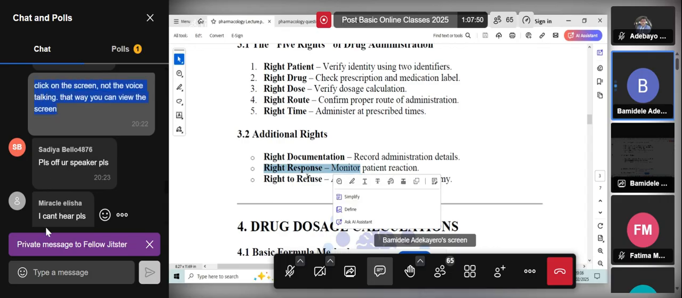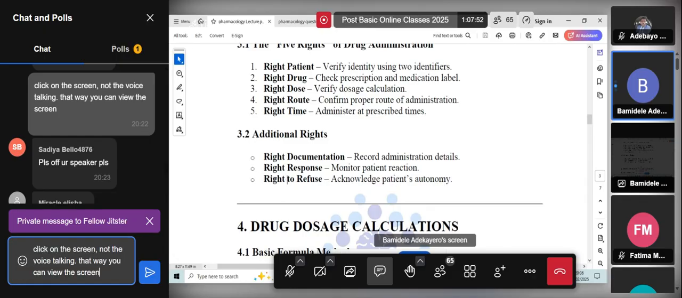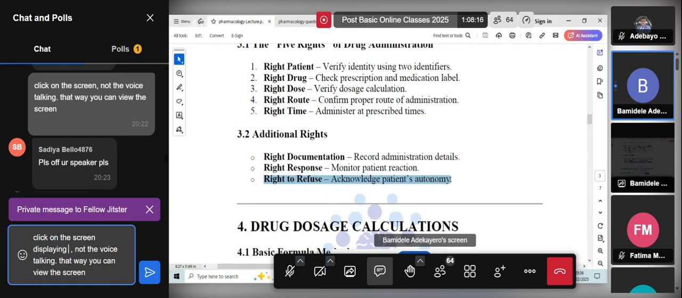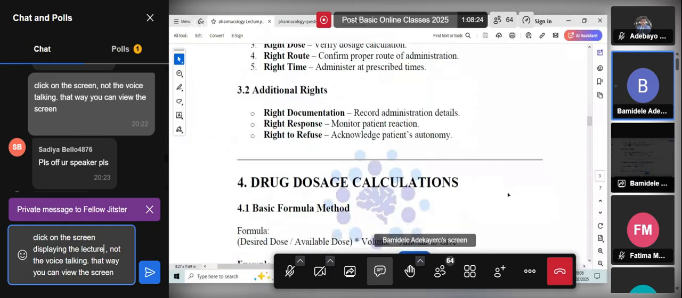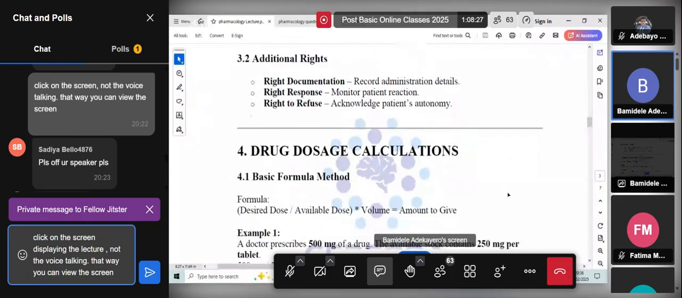The next one is right to refuse. A patient has a right to refuse the tablet or medication or your care as a whole. So patients have the right to refuse as long as the patient is autonomous. That is, the patient is able to make decisions. A 5-year-old or a 2-year-old baby does not have the autonomy we are talking about. Babies generally do not like medications, so this is applicable to patients that can make decisions and are autonomous. Please, as we're going, if you have any questions, just let me know.